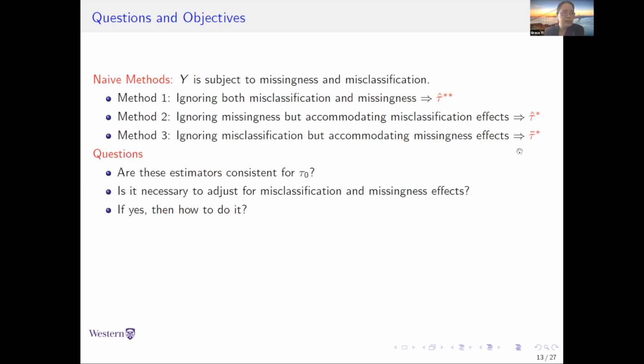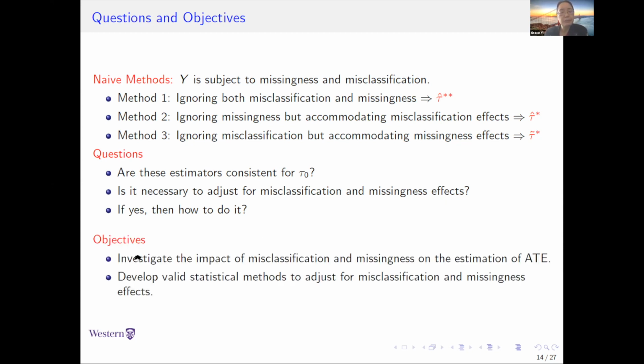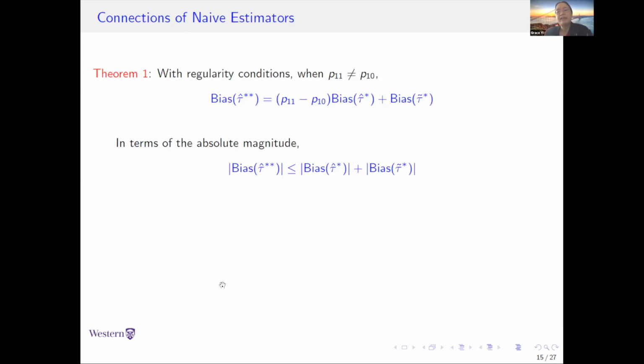So a natural question is, would these three naive estimators still be consistent for estimating tau zero? Do we need to introduce any adjustment for the induced effect? If we have to, how would we be able to do that? So our objectives here are, first, to investigate the impact of misclassification and missingness, and second, to develop valid adjustment approaches.